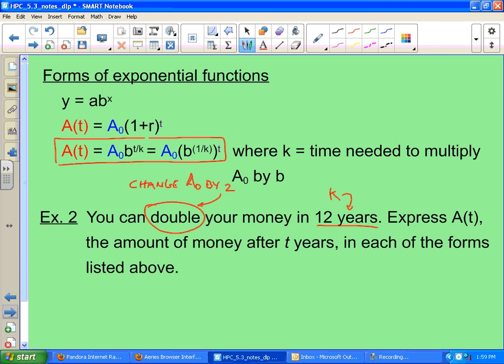Yeah. So here's the deal. Think about why it is going to be this 1 over k thing. So I know that in 12 years I'm doubling my money.